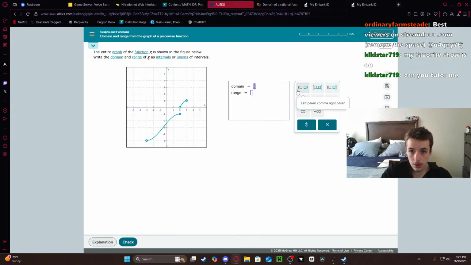Domain. We have parentheses because since it's a hollow ball, it's not included. We have negative 3, 3, because that's where it ends. Starts at negative 3, ends all the way up here at 3.